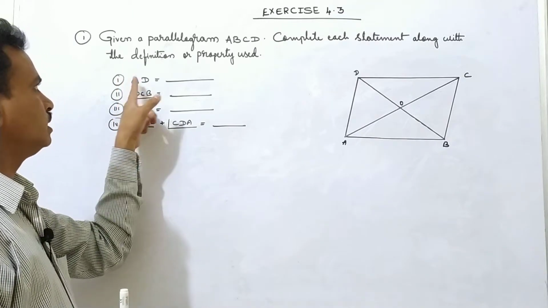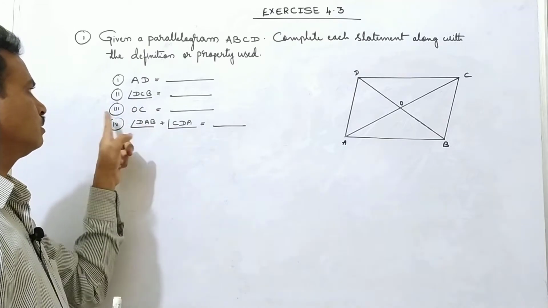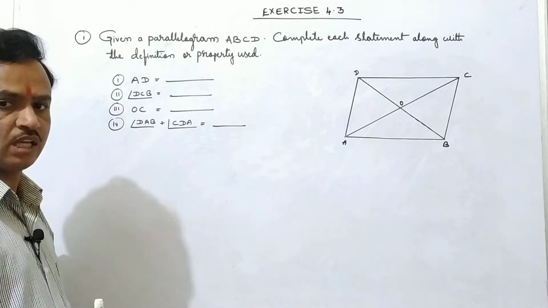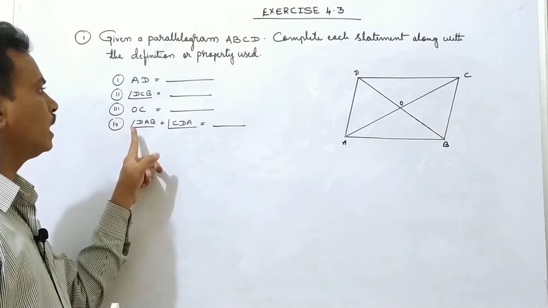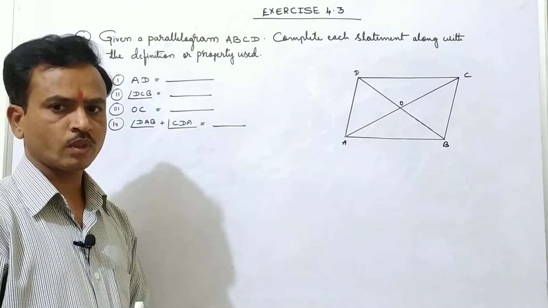First one, AD is given. Second, angle DCB. Third, OC. Fourth point, angle DAB plus angle CDA is equal to dash.